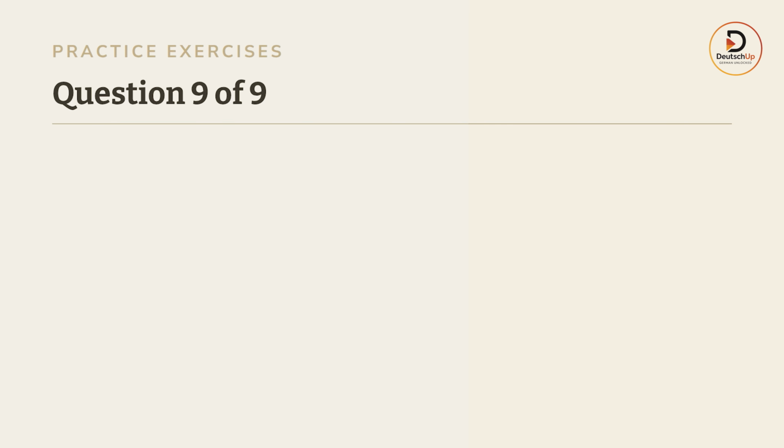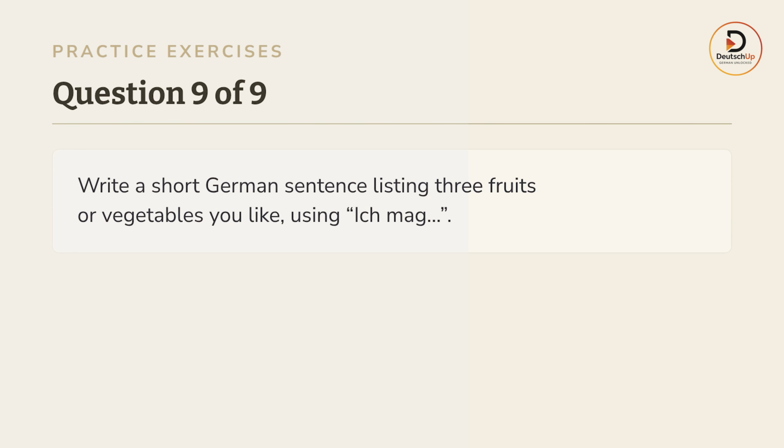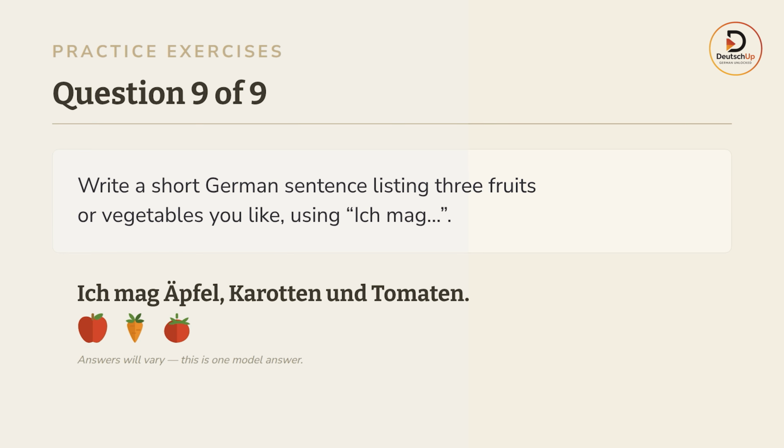Now you have a task. Write a short German sentence listing three fruits or vegetables you like using Ich mag. So the answers will vary here. I am giving you a model answer. Ich mag Äpfel, Karotten und Tomaten.